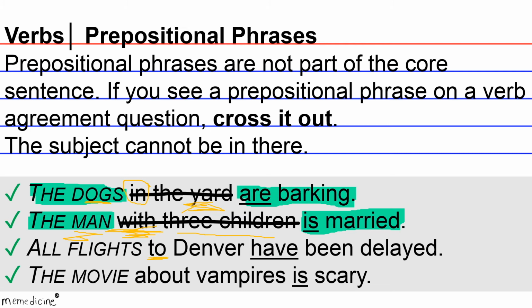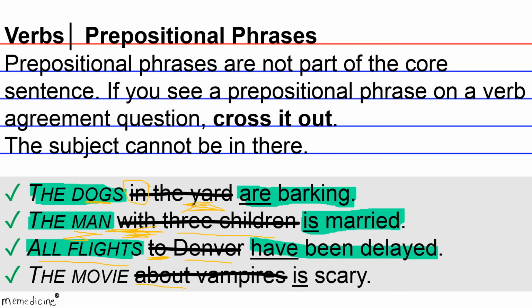To is our preposition. It describes the relationship between all flights and Denver. It just lets you know where the flights are headed. Therefore, we can cross out our prepositional phrase "to Denver." Recall that the object of the preposition usually is after it. So Denver is a noun that happens to be the object of the preposition to. Our core sentence will start with the subject of the verb: all flights have been delayed.